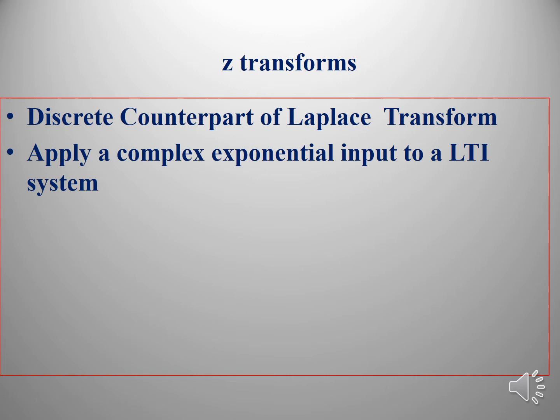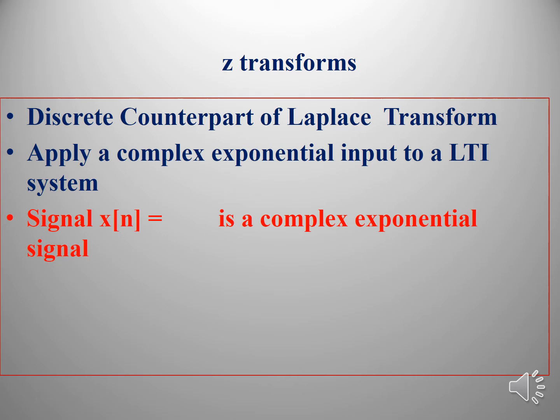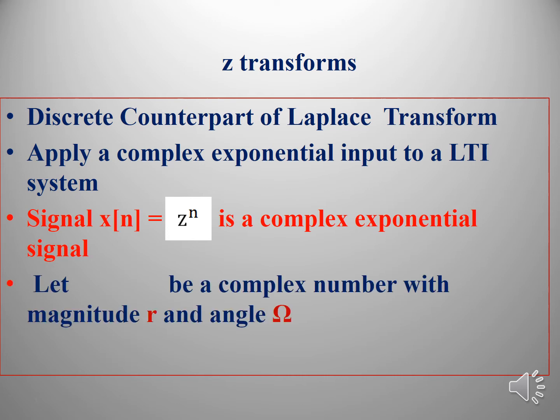We can apply a complex exponential input to an LTI system. Under such a case, a signal x of n equal to z power n would be produced, and such a signal could be represented as z is equal to r e power j omega, which is a complex number whose magnitude is r and angle is omega.